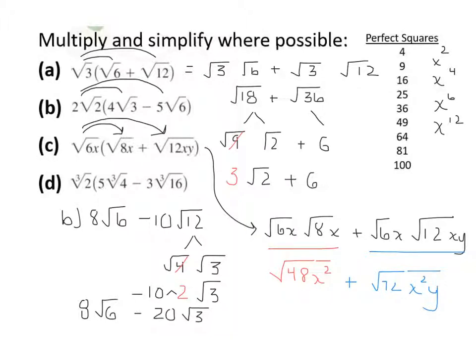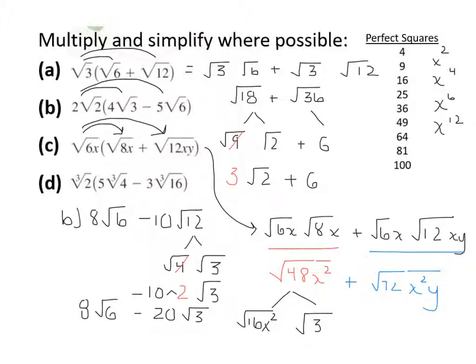So if we look at the number 48 in our first radical, the largest perfect square that divides evenly into 48 is 16. 16 goes into 48 3 times. So I'm just breaking apart the 48 into 16 times 3, or in other words, the root 48 into root 16 times root 3. X squared has an even exponent, so it is a perfect square.